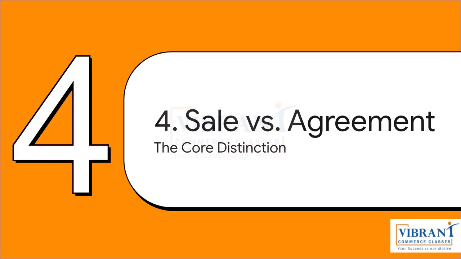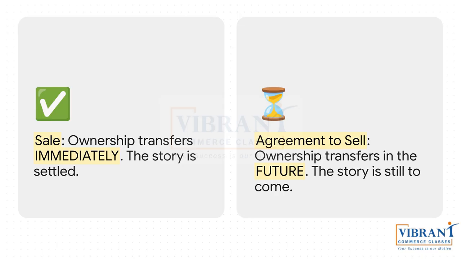Okay, everyone, listen up. This next part is arguably the most important section in this entire unit. It's a guaranteed favorite for exam questions. If you understand the difference between a sale and an agreement to sell, you are well on your way. Here's the core distinction in a nutshell. In a sale, ownership, the legal property in the goods, transfers from the seller to the buyer immediately. Boom, it's done. But in an agreement to sell, that transfer of ownership is pushed to a future date or happens only when some condition is met.